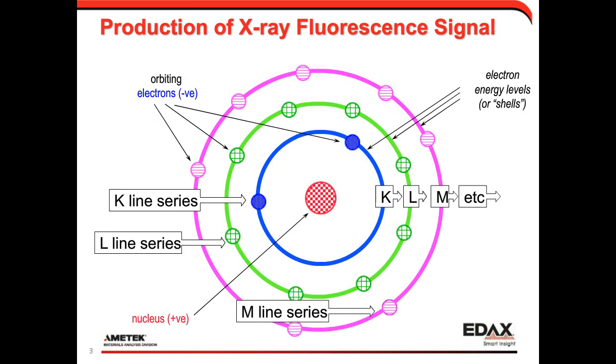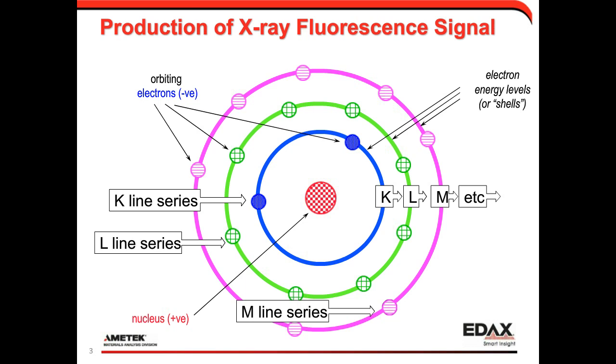So, one slide on theory. This is a little bit busy, but this basically covers the production of the X-ray fluorescence signal. What we have here is the Bohr model for the atom, for an element. In the center, you have the nucleus in red. And then you have all these various electron orbitals. You have a K orbital in blue, the L orbital in green.